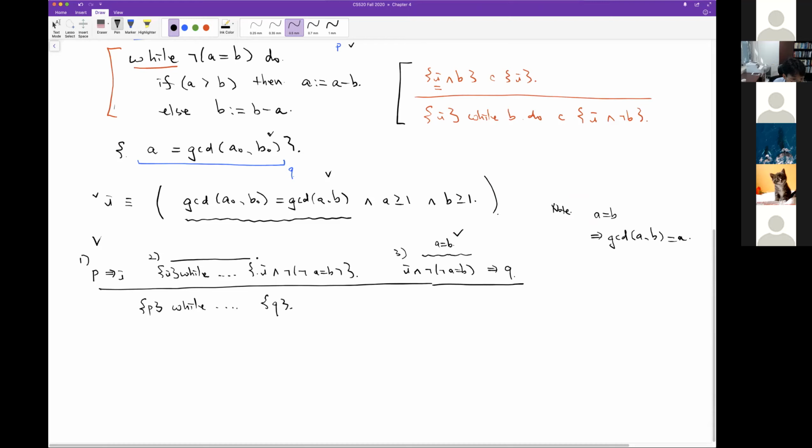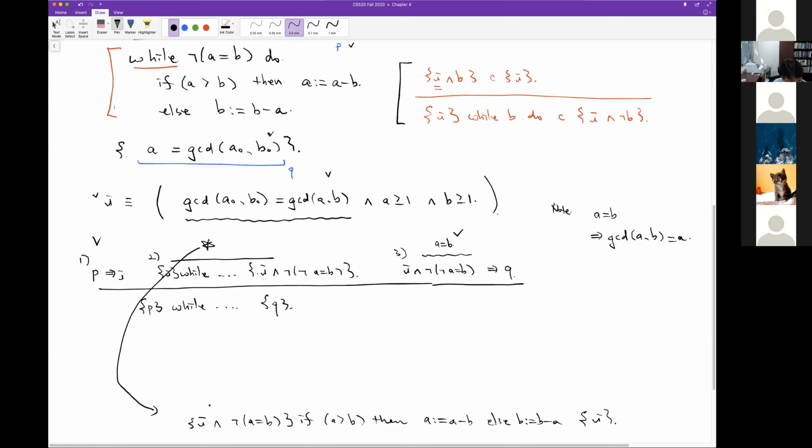So what we have to prove here is the following. Say the invariant and the loop condition, which is A is not equal to B. Under this condition, the body, which says if A is greater than B, then A becomes A minus B, else B becomes B minus A, is going to reestablish the loop invariant.